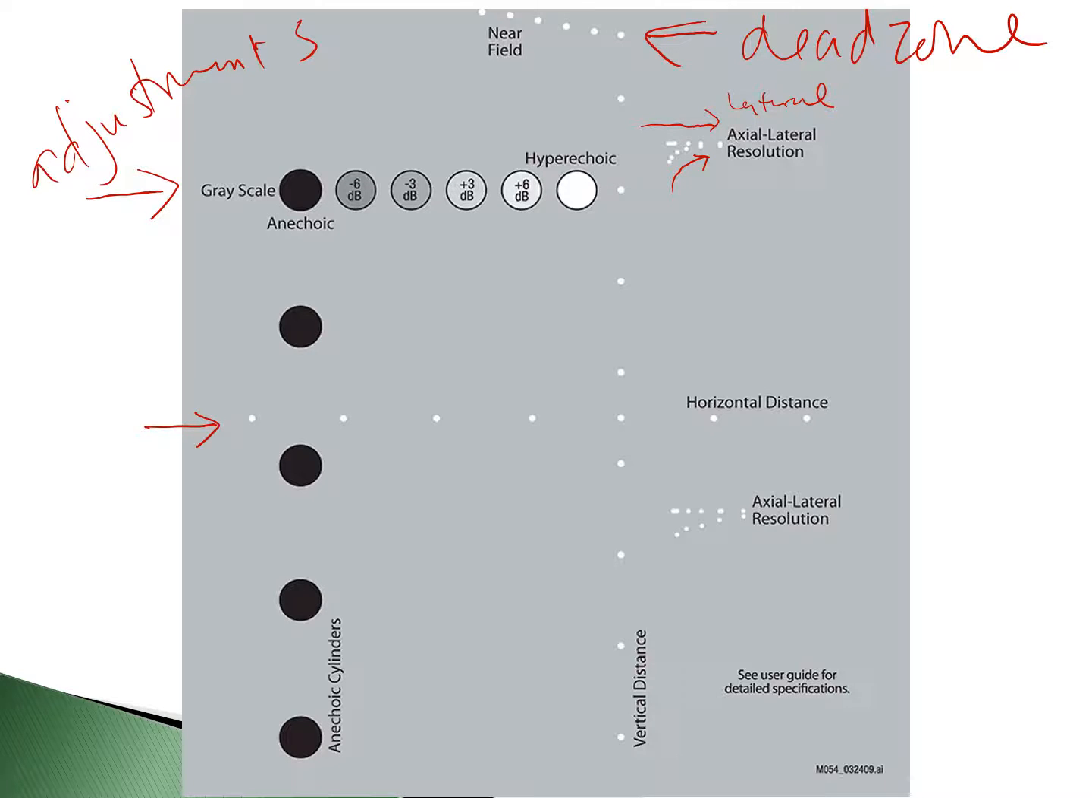This set of dots here are testing horizontal distance or range accuracy. These dots along here are testing our vertical distance or range accuracy. And then these anechoic cylinders going up are also going to test the machine's continuity, that we're getting anechoic structures from near to the far field of our imaging. So you can kind of see how the map will tell us where things are and what to expect out of our tissue phantom.